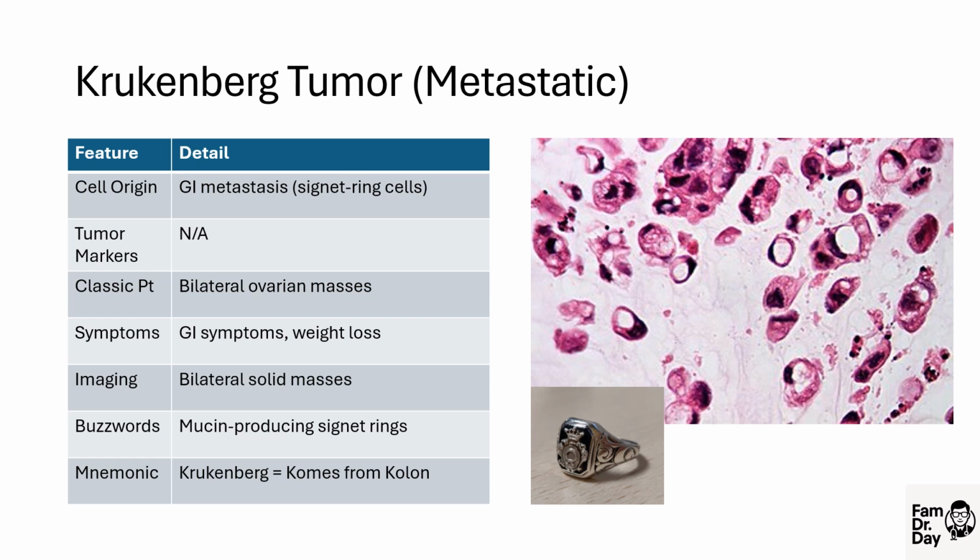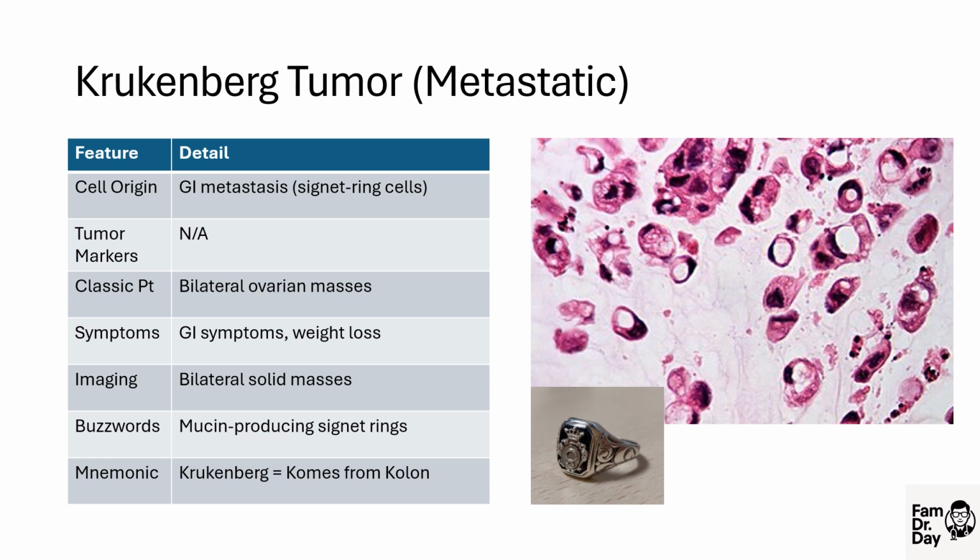Finally, for our last bonus tumor, we have Krukenberg tumors. These are actually GI metastases to the ovaries, so not primary ovarian tumors. The classic patient will have bilateral ovarian masses and have GI symptoms like pain, weight loss, and nausea.